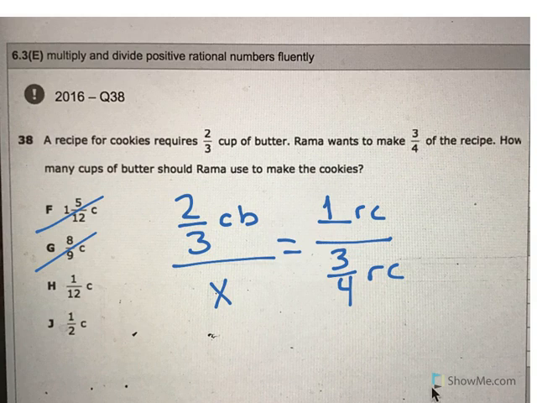So again, I'm going to show how I set it up. On the top, I have 2/3 cup of butter, which will make 1 recipe. On the bottom, I don't know how many cups of butter I need, but I do know it's going to make 3/4 of the recipe. Notice I have recipe of cookies on the right, recipe of cookies on the right, cups of butter on the left, and cups of butter too.